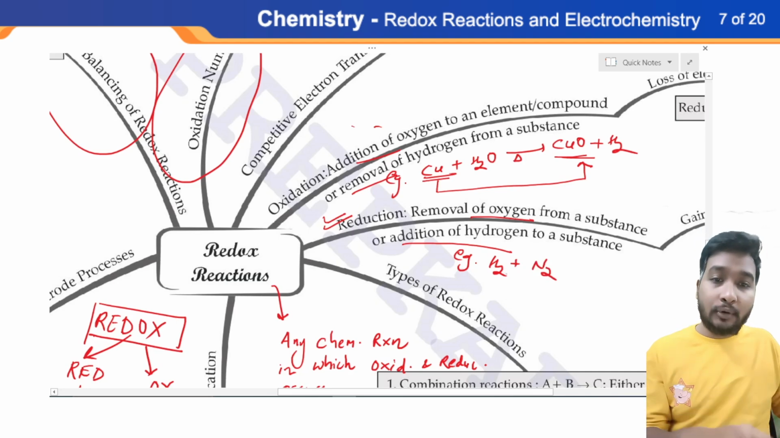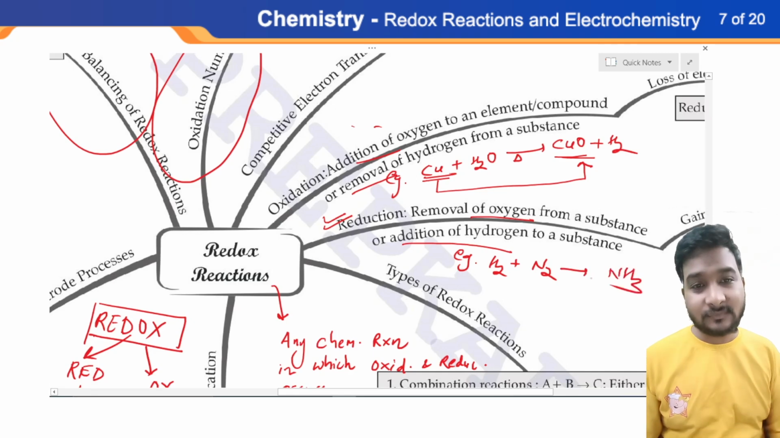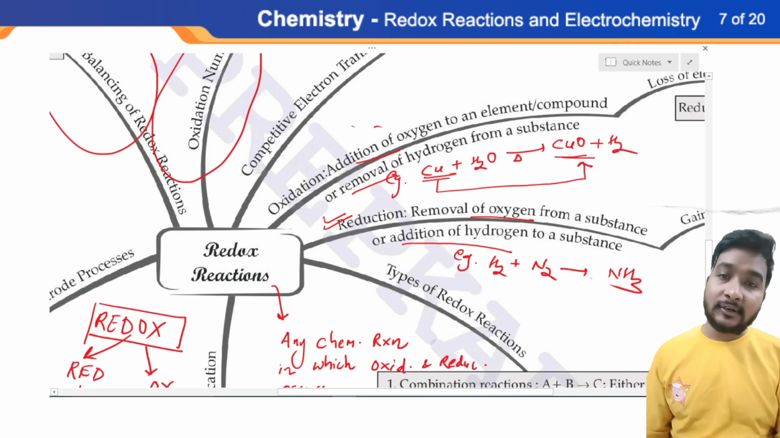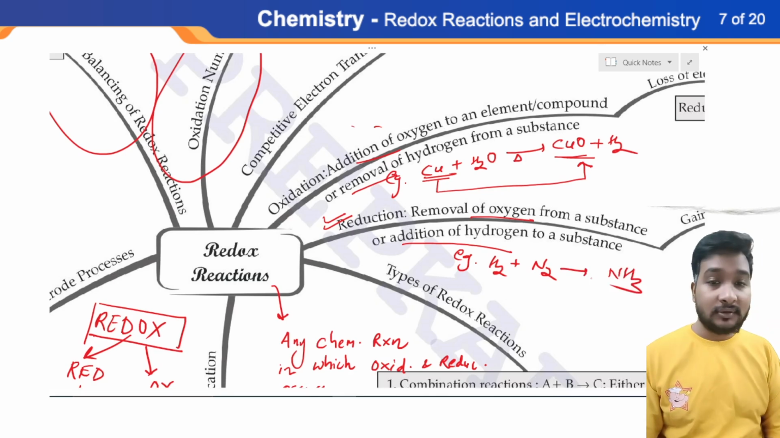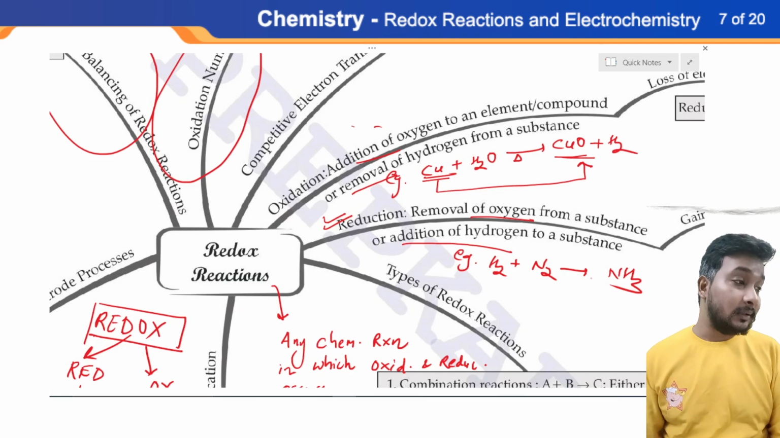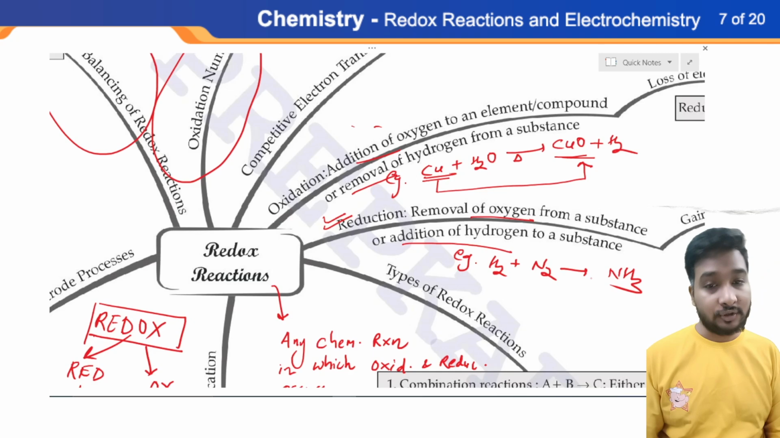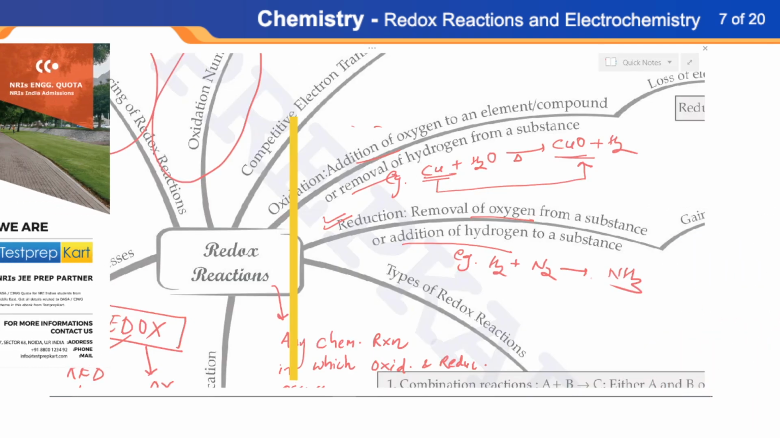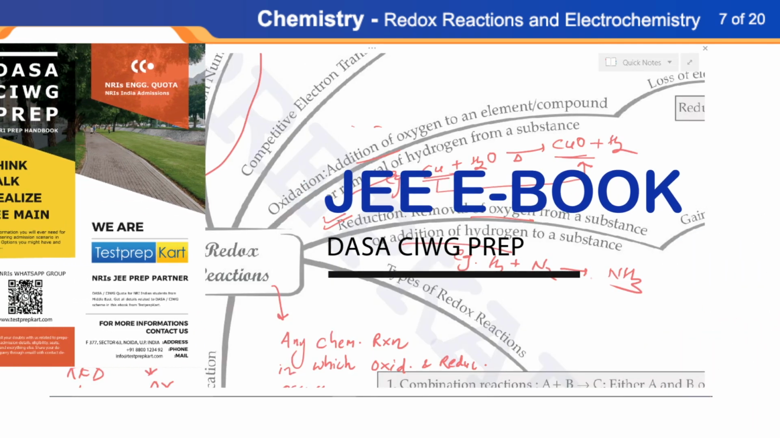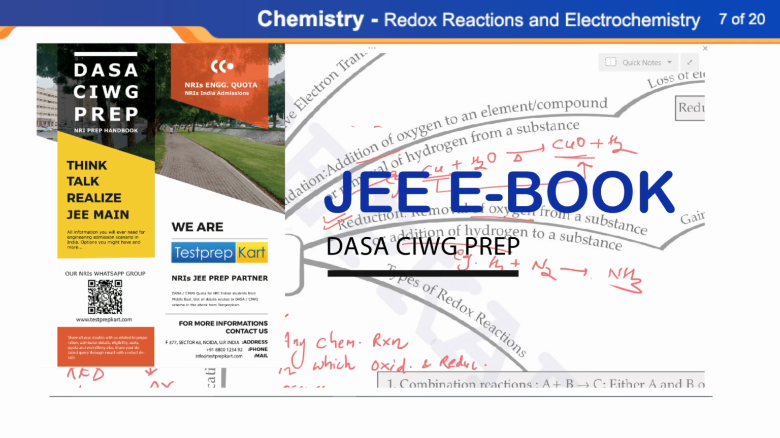So hydrogen and nitrogen will combine together and produce ammonia. This kind of reaction is called a reduction process, in which hydrogen is added or oxygen is removed. But reactions in which oxygen is added or hydrogen is removed are called oxidation processes. So we have discussed the redox reaction definition, its meaning, and what oxidation and reduction are, with some examples.